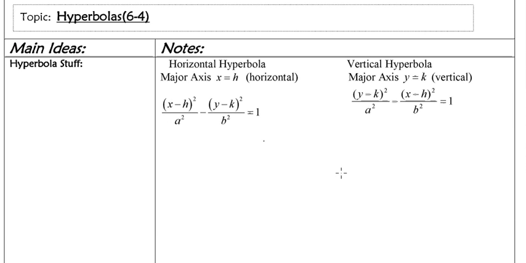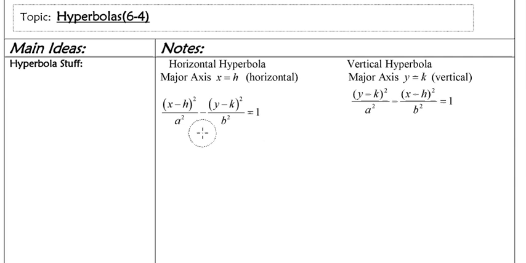All right, here we go. Our next section is going to be on hyperbolas. A hyperbola is very similar to an ellipse as far as its equation is concerned, with the major difference being that instead of adding these two fractions together like we were before, we're now going to be subtracting them. That's the change from an ellipse to a hyperbola.